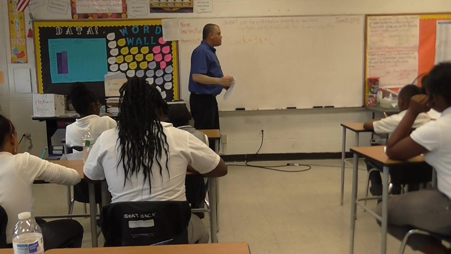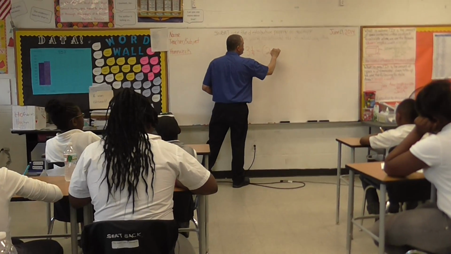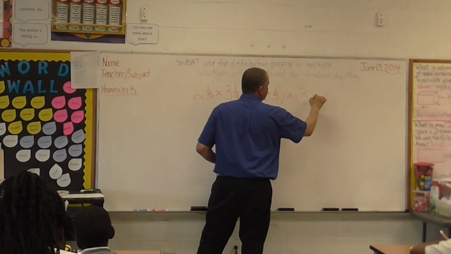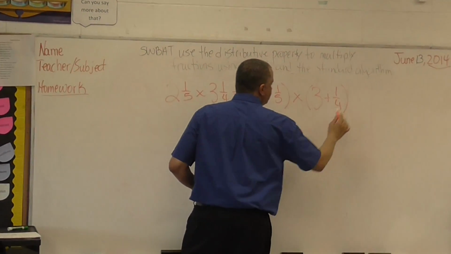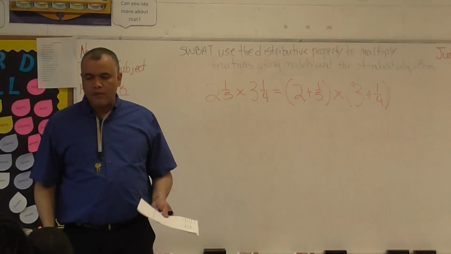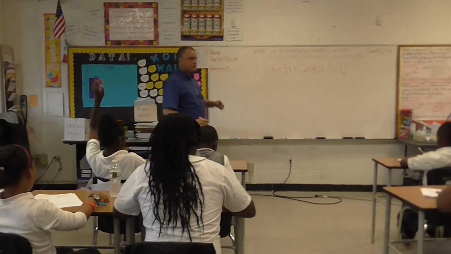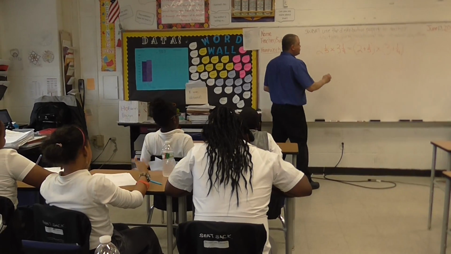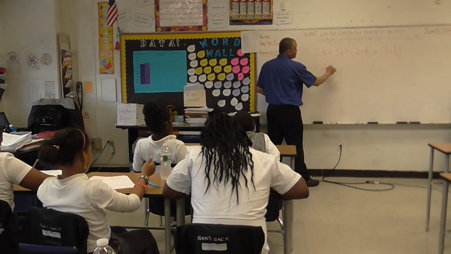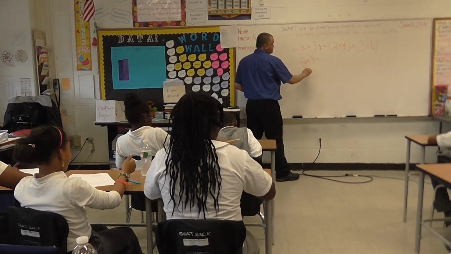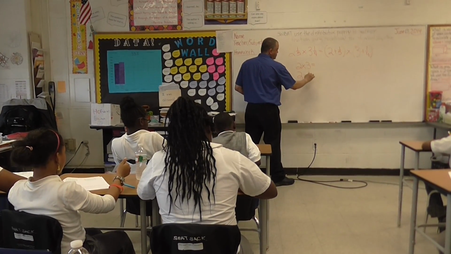Okay, we gotta separate this out. So 2 1/5 becomes 2 plus 1/5 times 3 plus 1/4. Using the distributive property, which parts are we multiplying together? Zara. First you're going to multiply 2 times 3. And then you're going to multiply 2 times 1/4.